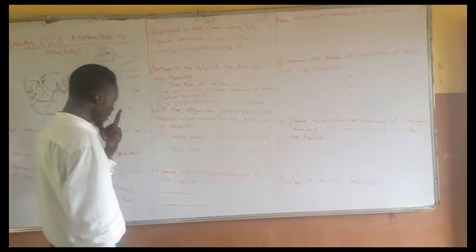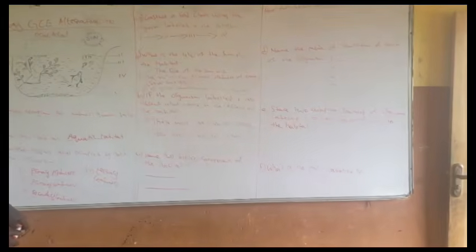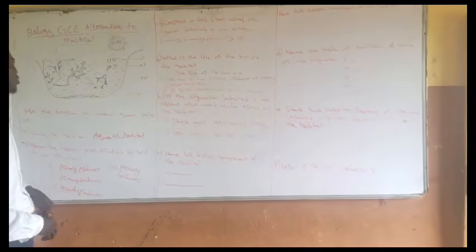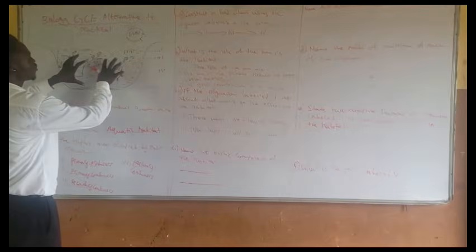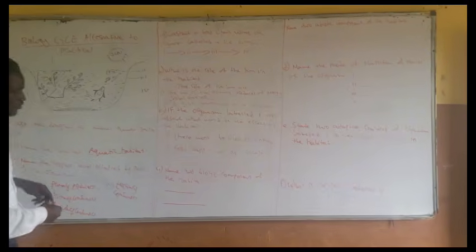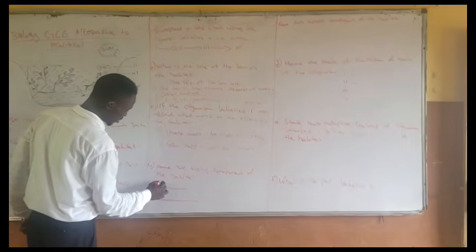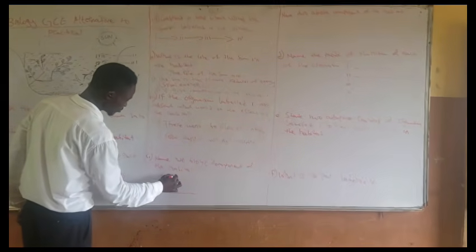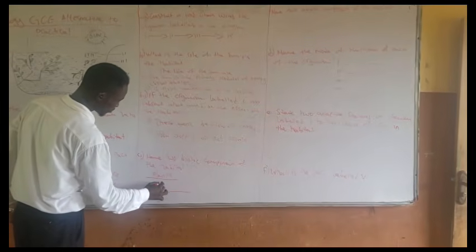The next one, name two biotic components of the habitat. Two biotic components simply means two living components in this habitat. What do we see? Fish, and we also see plants. They're living. Just put it there. Plant and species.